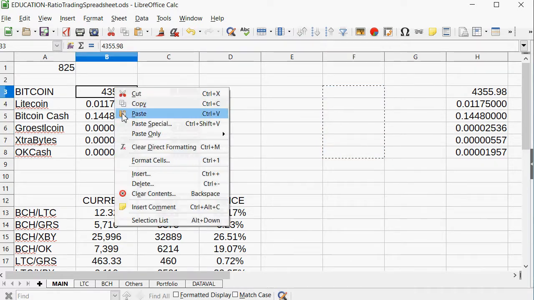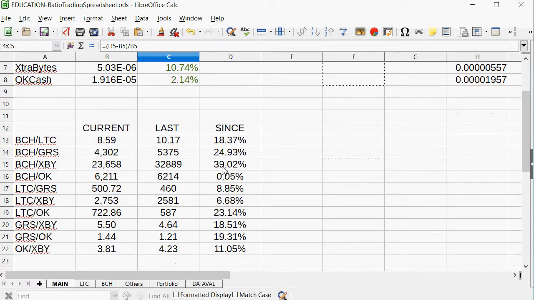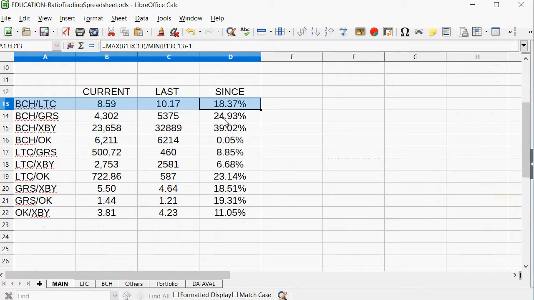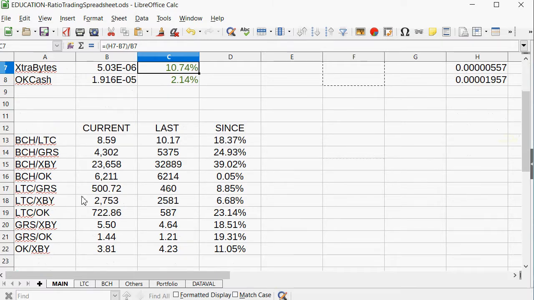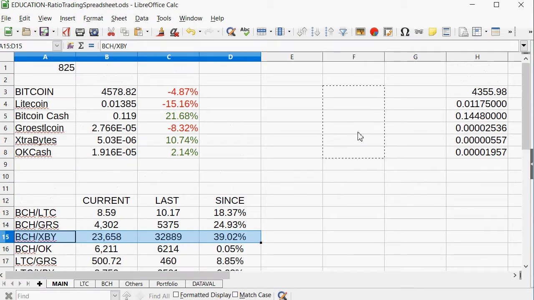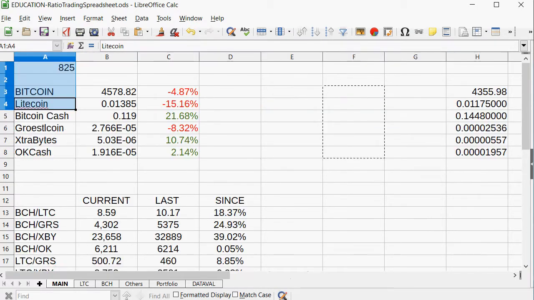Those percentages will change. And we can see Litecoin, I mean, look, right off the bat, you know there's a trade there. Actually, there's not because it went the wrong way, but we'll take one trade here, which is Bitcoin Cash XBY. Bitcoin Cash, we can see, went up 21, XBY went up 10. And on this, the ratio went from 32 to 23. Now, how does that make sense? XBY went up only 10%, and Bitcoin Cash went up 21.